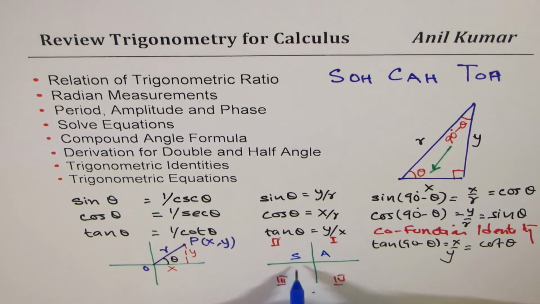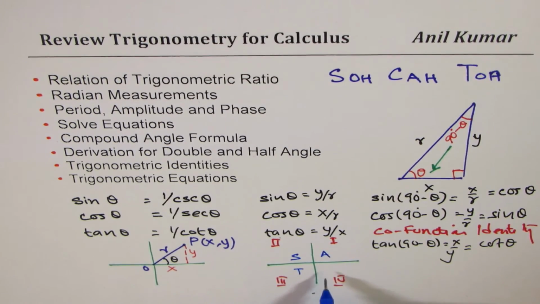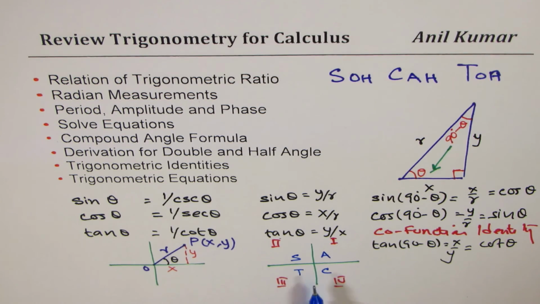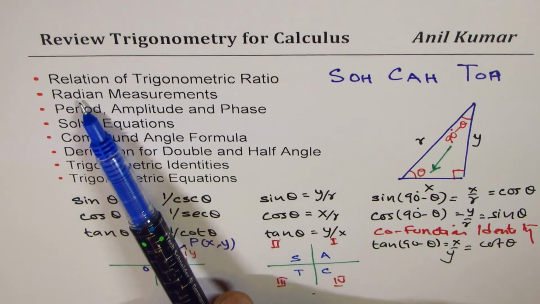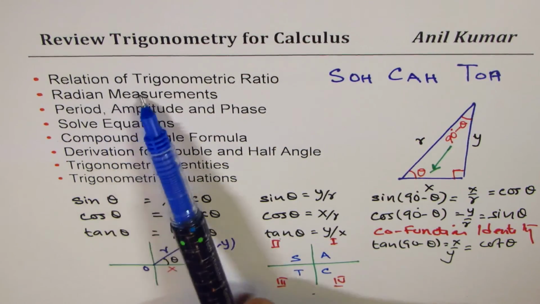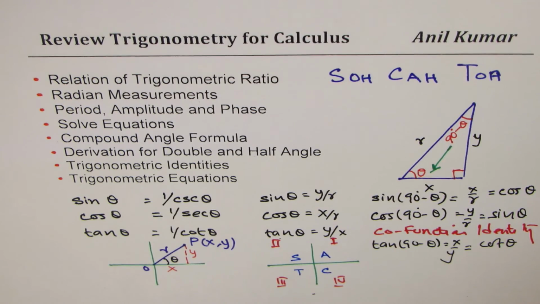Here sine is positive. In the third quadrant, tan is positive. In the fourth, it is cosine which is positive. So that gives you an overall picture of our relations of trigonometric ratios. And remember one thing, when we talk about calculus, all the calculations will be done in radians. We are going to discuss that also in detail.